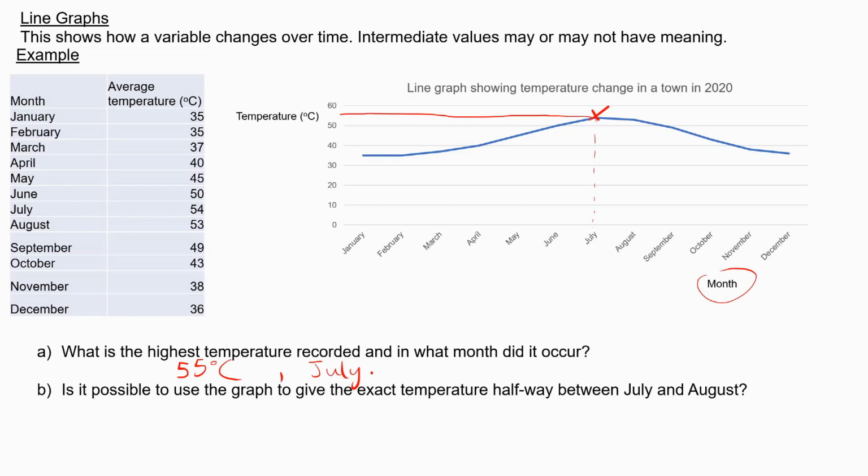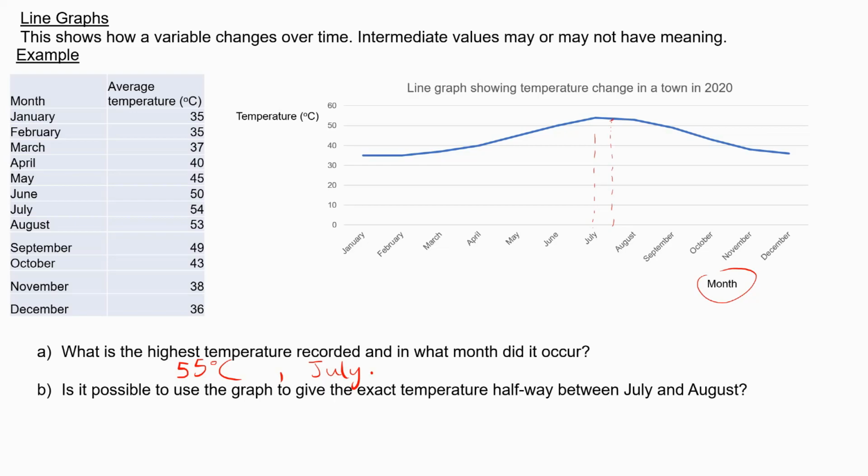For B, we're asked, is it possible to use the graph to give the exact temperature halfway between July and August? And you might think that it would be, you just have to surely score up from halfway between July and August and then go across. The problem is, there's actually no data for this.